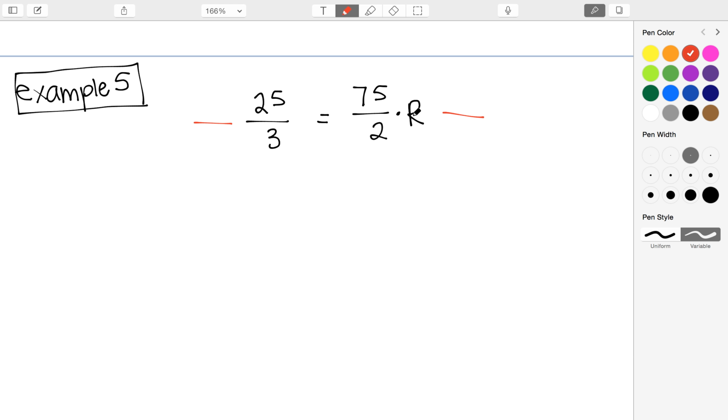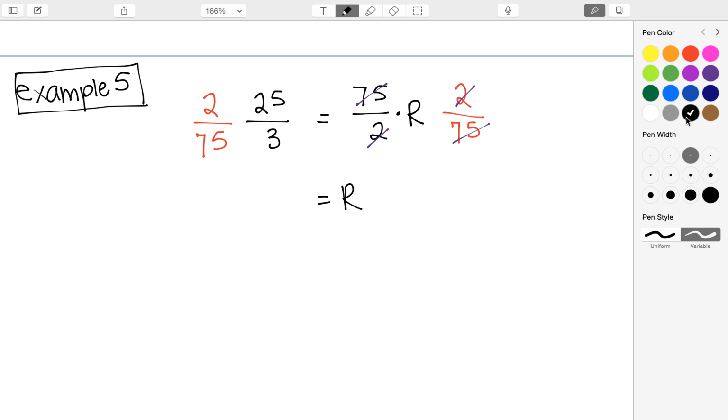So if I am multiplying by 75, the way to undo that is to divide both sides by 75. If I am dividing by 2, the way to get rid of or undo that is to multiply both sides by 2. So over here on the right-hand side, the 75 and the 75 cancel. Here on the left-hand side, the 2 and the 2 cancel, and still on the right-hand side, I'm left with just an r.